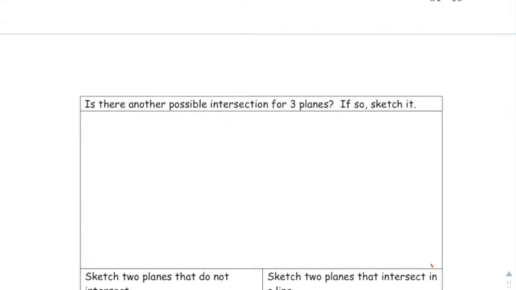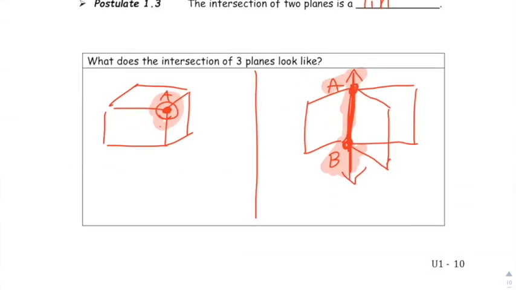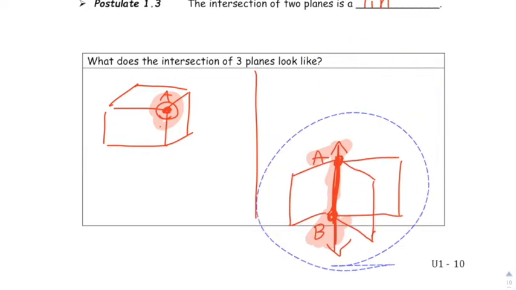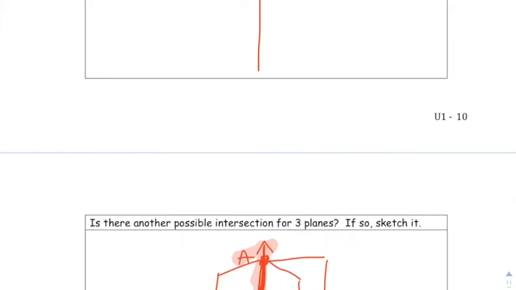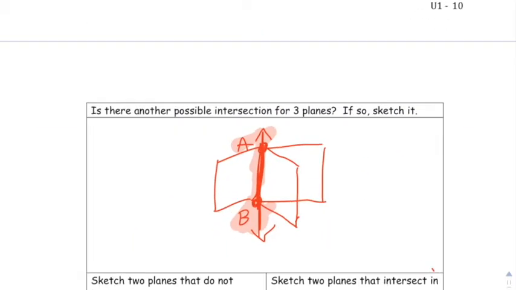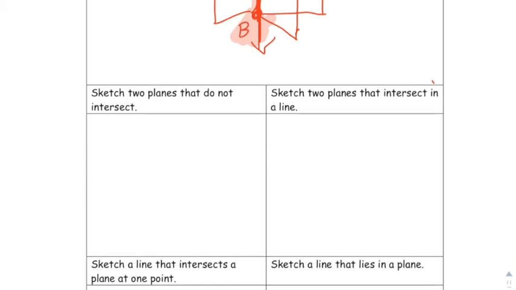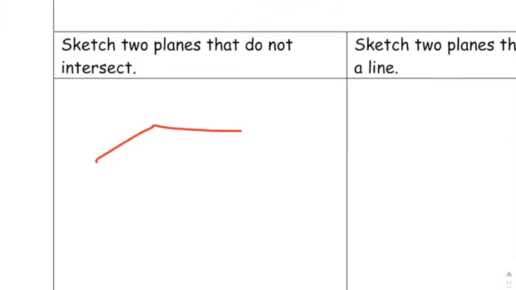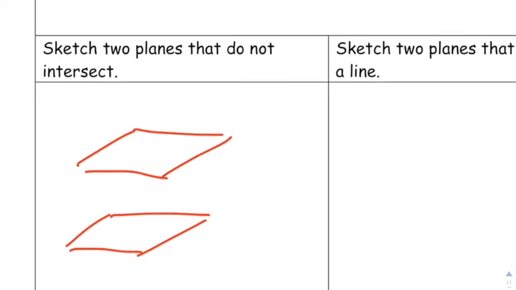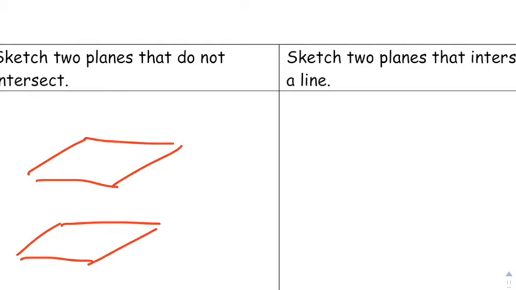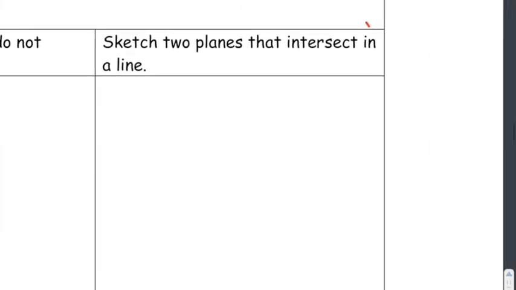Is there another possible intersection for three planes? If so, sketch it. I kind of accidentally already did that, so let's move it down here to where it belongs. So that's two different ways you can do three planes. Sketch two planes that do not intersect. That's probably what I would do. I would just draw two parallelograms that look like they're parallel to each other. Some of this stuff is going to be kind of sketchy. It's not going to look super great, but that's what I would do. Just make them look like they're parallel to each other.